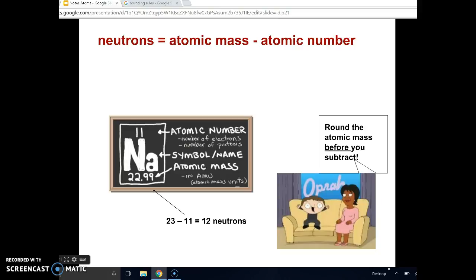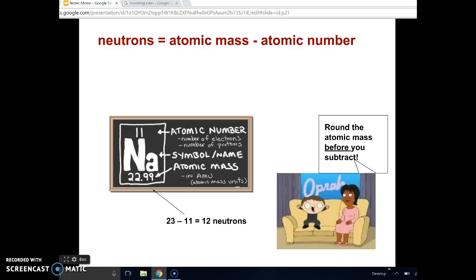It is 22.99. What that tells us is that sometimes sodium can be found with 11 neutrons, making it a mass of 22, but more often it's found with 12 neutrons, making it a mass of 23.